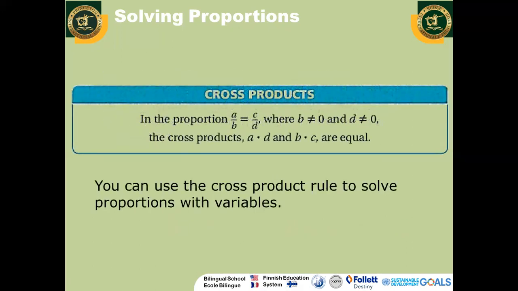So the rule of cross products: if I have two ratios, A over B and C over D, and B and D do not equal 0, then the product of A multiplied by D equals B multiplied by C, and these are cross products.